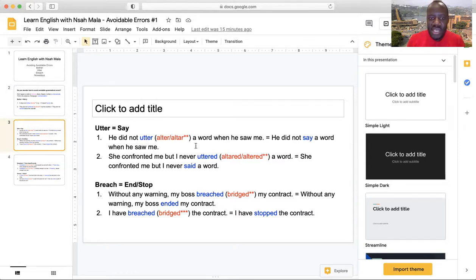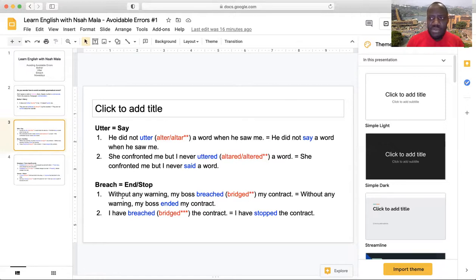He did not alter a word when he saw me. This is correct, alter in blue. But if you were to use alter and altar, or once you start doubting between these three spellings, please drop it and say he did not say a word when he saw me, and that's all. We will get what you are saying. Whether you are writing, whether you are speaking, do this. She confronted me, but I never uttered a word. So correct, uttered, not alter and not altar. No. And once you start confusing these three, just drop, please, and use what is easy. Say, and it means the same thing. So you say, she confronted me, but I never said a word, and that's all.